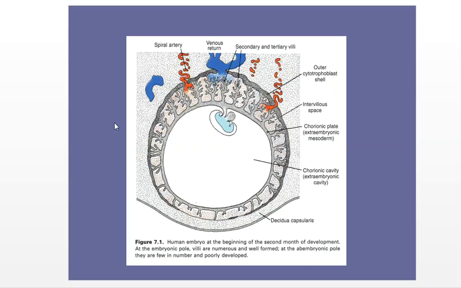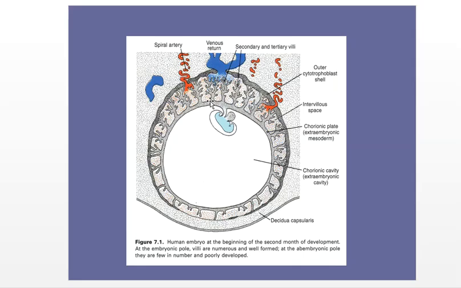Another part of the placenta, as you know, comes from the fetus. That name is the chorionic part. It means that the fetal part of the placenta is developed from the chorion.